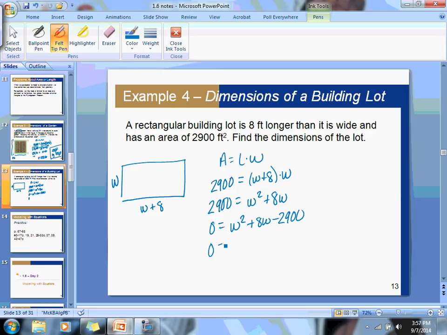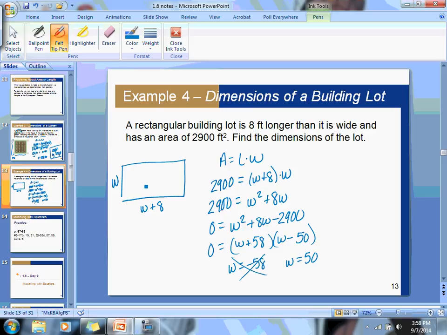So, little trial and error tells me that I need the factors of 58 and 50. 58 times 50 is 2,900. And if I make the 58 positive and the 50 negative, then it'll add up to a positive 8 and multiply to a negative 2,900. Then I'm going to set each of these equal to 0 and solve. So I'll have a width of negative 58, and then I'll have a width of 50. Now, which of those actually makes sense? You can't have a width of negative 58 feet, so that actually doesn't make any sense. So our width is going to be 50.